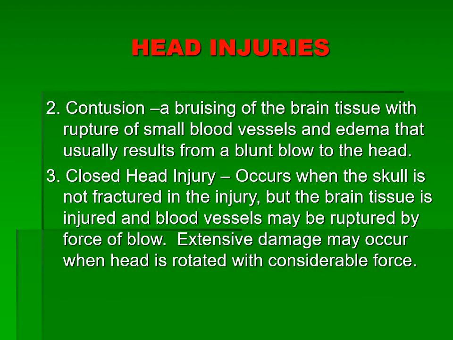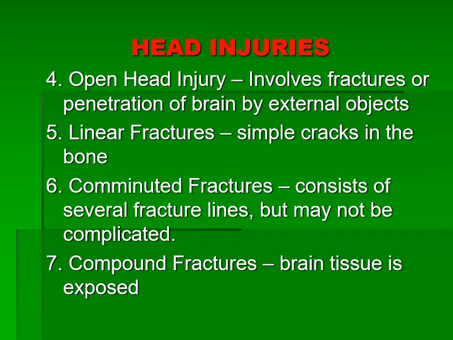A contusion is where you have a bruise of brain tissue with a rupture of small blood vessels and edema that usually results from a blunt blow to the head. Closed head injury occurs when the skull is not fractured in the injury, but the brain tissue is injured and the blood vessels may be ruptured by the force of the blow. Extensive damage may occur when the head is rotated with considerable force. Open head injury involves fractures or penetration of the brain by external objects.